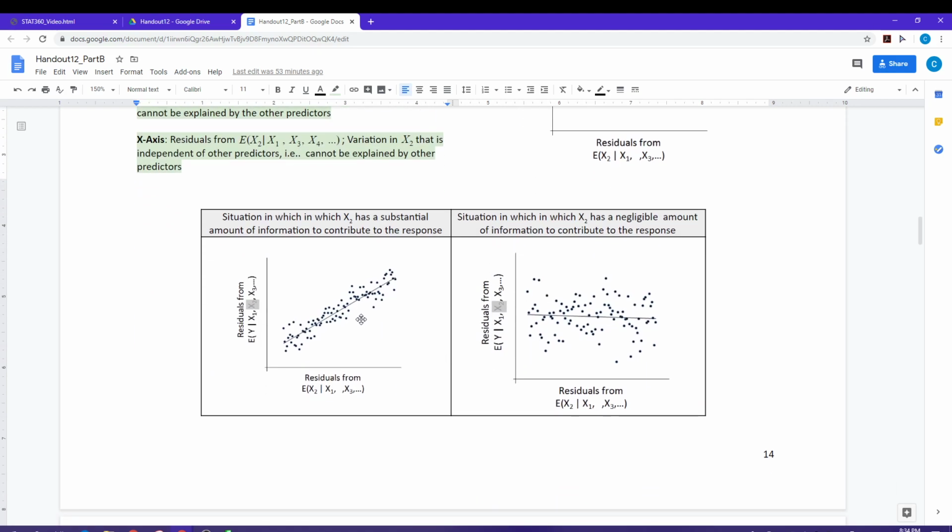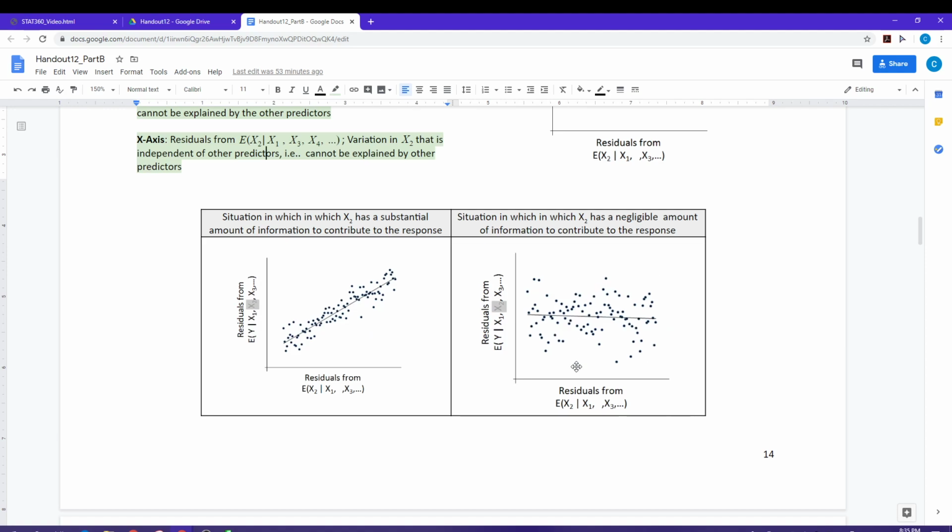Now, if this plot, the added variable plot, has a form like this here, then that is saying that x2 is going to substantially contribute to my understanding of the response. So we want points that are nice and tight. We want this line to be not flat. It could be increasing or decreasing, it doesn't matter, it just can't be flat.